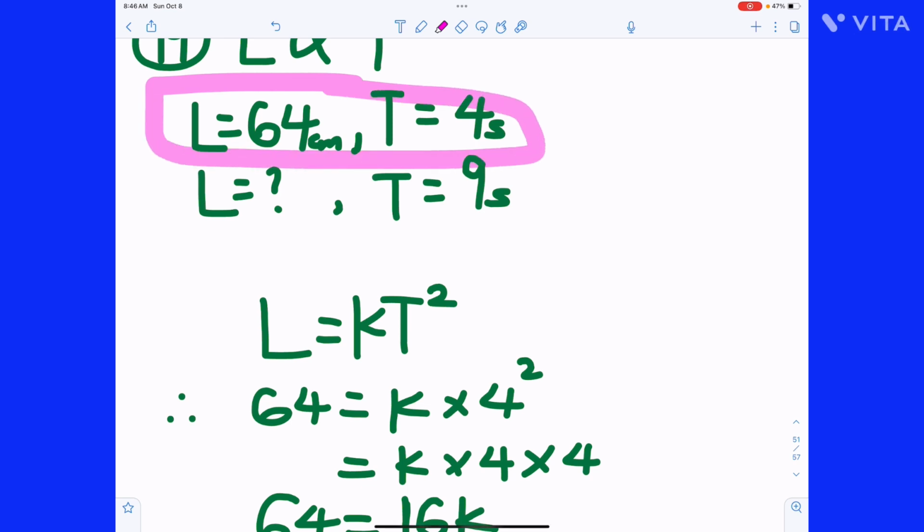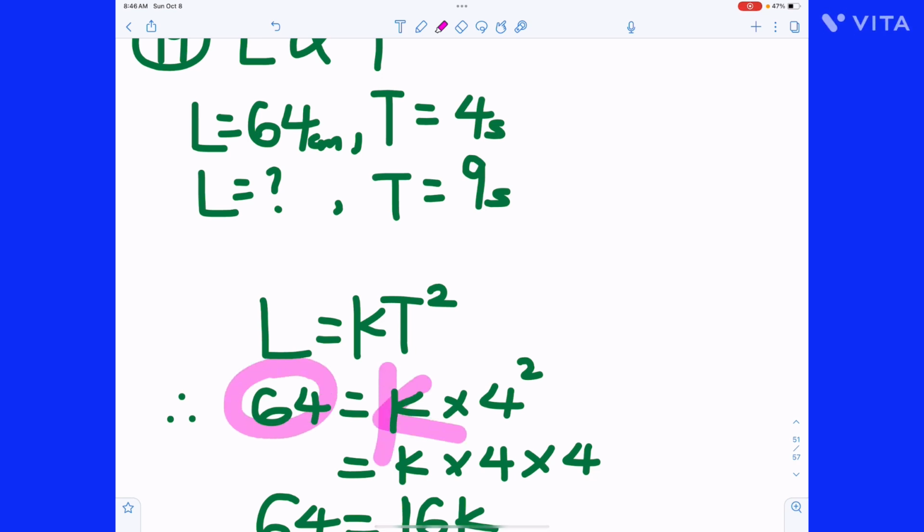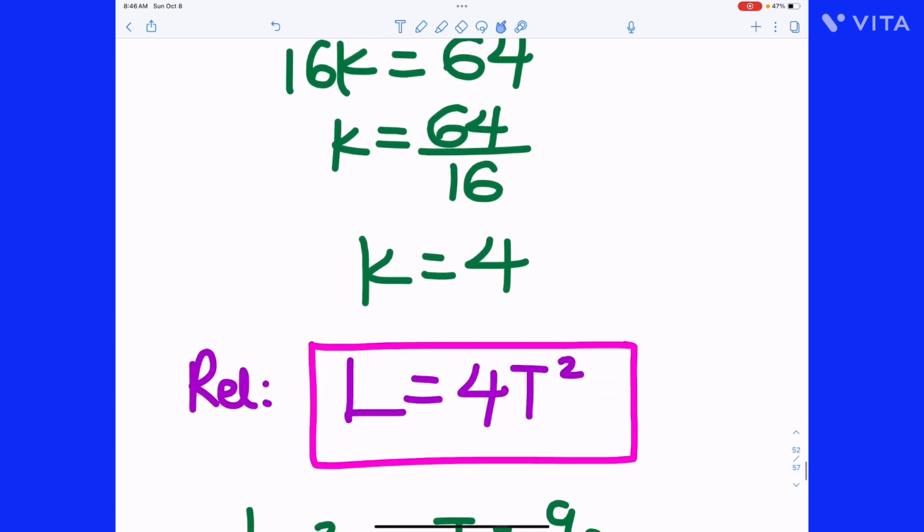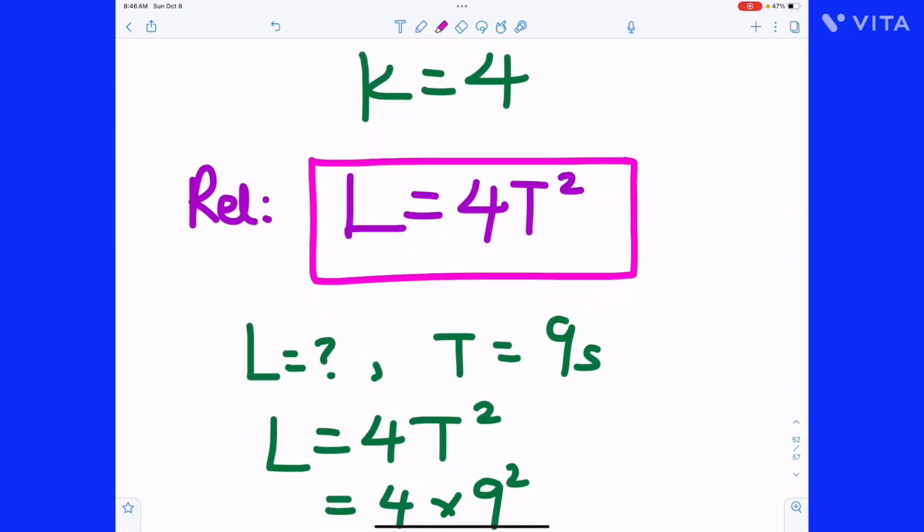We always use a complete set to find the value of our constant of proportionality, or constant of variation. So 64 is K times 4 squared. 4 squared is 16, so 64 is 16K. 16K is 64. K is 4. After getting K as 4, that means L will be 4 times T squared. That's the relationship between L and T: L is equal to 4T squared. Replace your constant now with the value you got for it, which is 4.